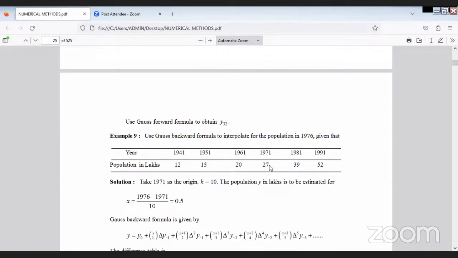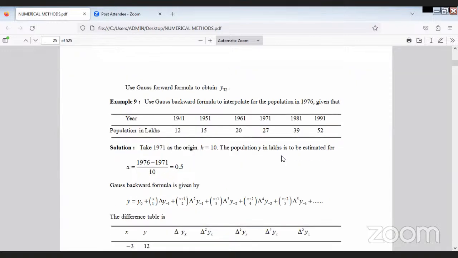Use the Gauss backward formula here. Interpolate the 1976 population we are taking here. The years are 1941, 51, 61, 71, 81, and 91, and the populations are 12, 15, 20, 27, 39, 52. Take 1971 as the origin, h is equal to 10. The population y in lakhs is to be estimated.